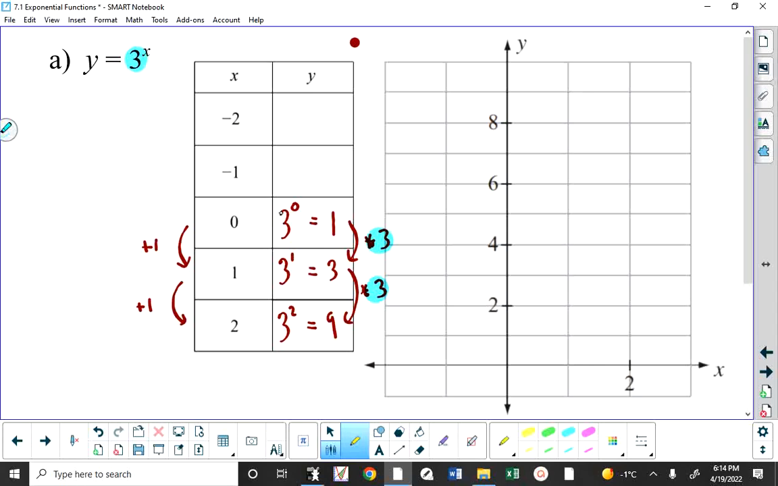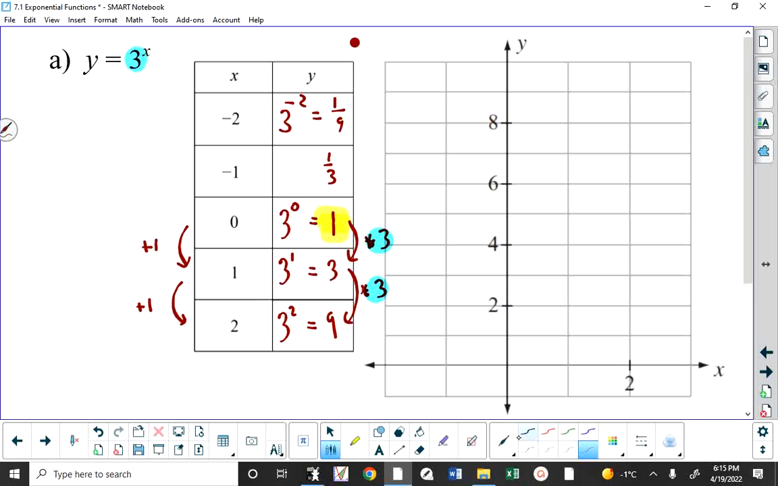If you take this and divide by 3, you get 1/3. If you take that and divide by 3, you get 1/9. And we can certainly show that that's the case. 3 to the negative 2 is 1/9.